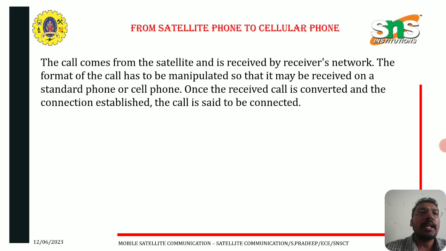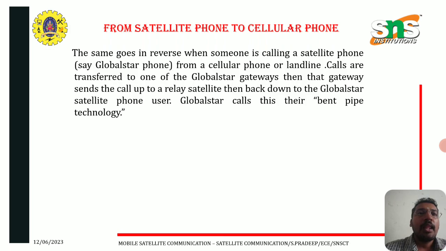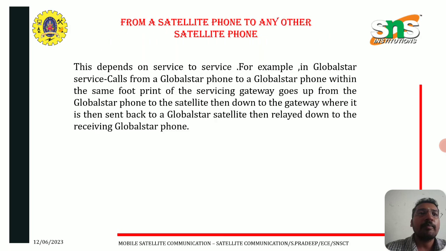The call comes from the satellite and is received by the receiver's network. The format of the call has to be manipulated so that it may be received on a standard phone or cell phone. Once the received call is converted and the connection is established, the call is said to be connected. The same goes in reverse when someone is calling a satellite phone from a cellular phone or landline. Calls are transferred to one of the Globestar gateways, then the gateway sends the call up to a relay satellite, then back down to the Globestar satellite phone user. Globestar calls this their bent pipe technology.